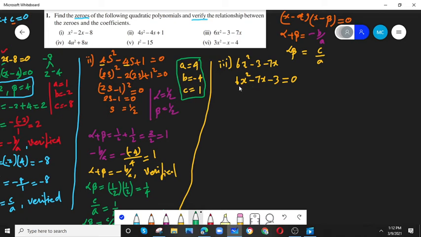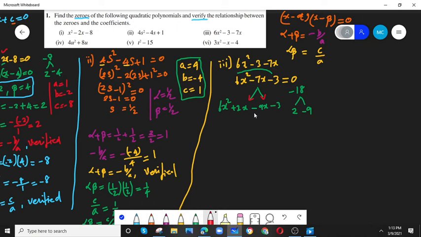Now we have to factorize. What is 6 into 3? The first term and last term multiplied: 6 threes are minus 18. So 18 we can split into 2 into 9, and by adding I want minus 7, so put minus 9 here. Now you can split the middle term. We can write 6x square minus 7x, split into plus 2x minus 9x minus 3.